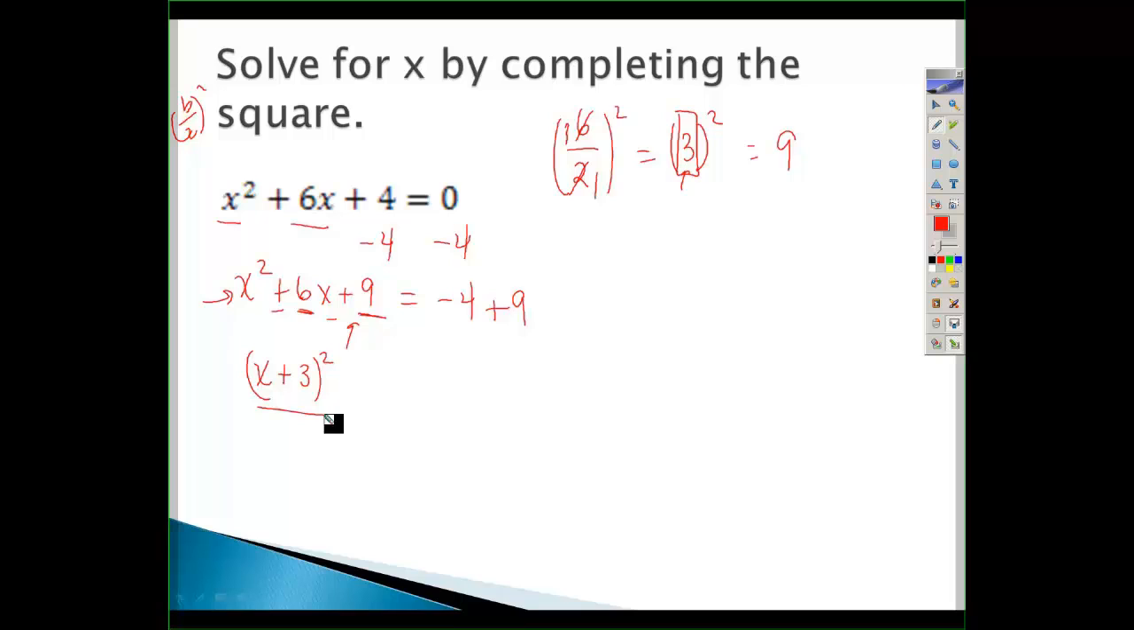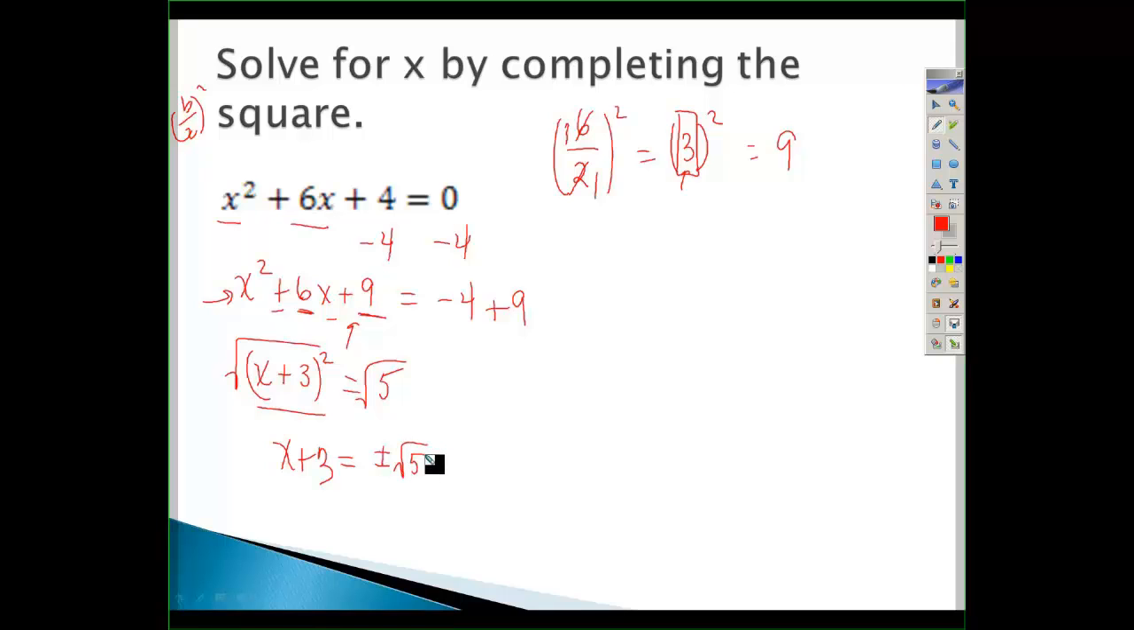It's a perfect square trinomial. That was the goal, to make a perfect square trinomial. And we know that equals 5. Now we have an equation that we've been practicing solving for a while. It's a quantity squared, so to get rid of the square, I can square root both sides. So we have x plus 3 left over equals plus or minus the square root of 5.